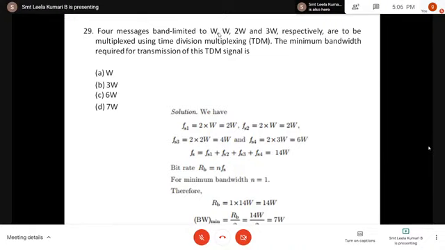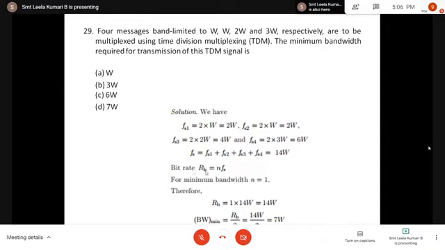Therefore, fs1 is equal to 2W, fs2 is equal to 2W, fs3 is equal to 2 into 2W, which means 4W, and fs4 is equal to 2 into 3W, which is equal to 6W. Therefore, the sampling frequency of the time division multiplexed signal is fs1 plus fs2 plus fs3 plus fs4. That is 2W plus 2W plus 4W plus 6W, which is equal to 14W.